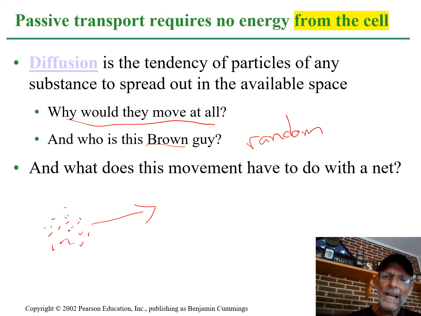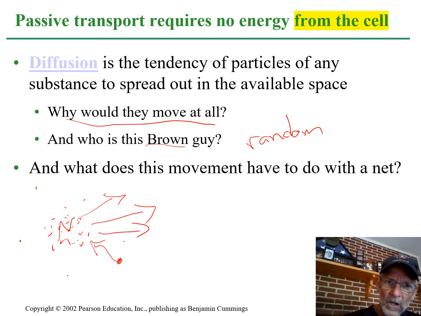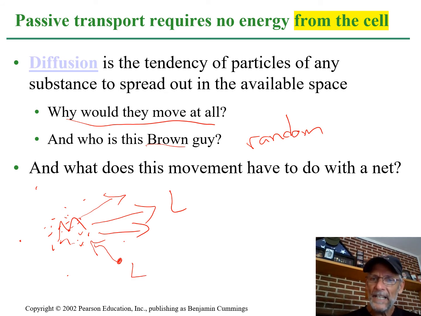And here we have this idea. When those particles start to move out, they're still moving at random. So if I have a particle out here, it might be moving back towards where there's more of them. But since there's more over here, there's going to be more moving in that direction. I'll put 3 arrows moving from more concentrated to less, and 1 arrow moving from less concentrated to more. That's the idea of net.